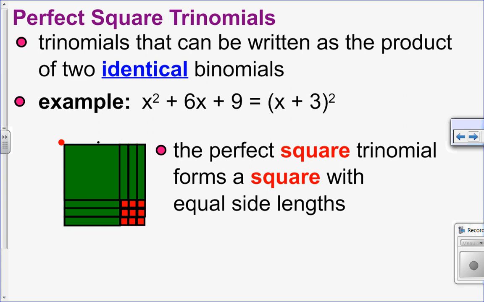So a perfect square trinomial is any kind of a trinomial that can be written as the product of two identical binomials. So here's a nice example. x squared plus 6x plus 9 equals x plus 3 squared. So looking at this, I like to look at things from a geometric perspective. Everything in math has a root in geometry. So let's look at how this fits together.